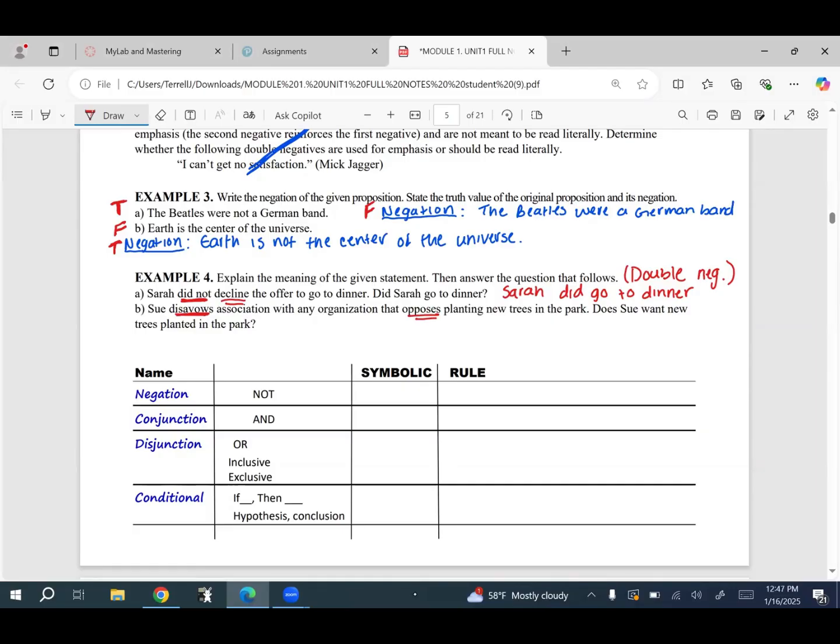With any organization that opposes, again, another negative. So she wants to break any association. She doesn't want association with any organization that doesn't want new trees planted, which means she is for new trees being planted in the park. She wants that. So the answer to this is Sue wants new trees planted in the park.